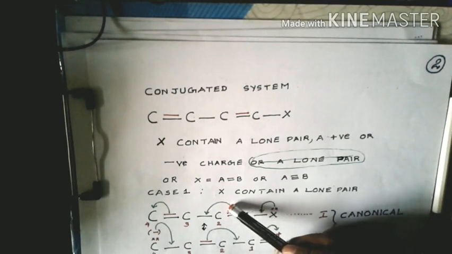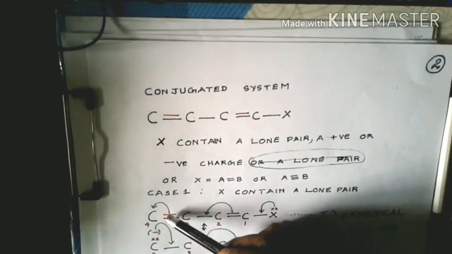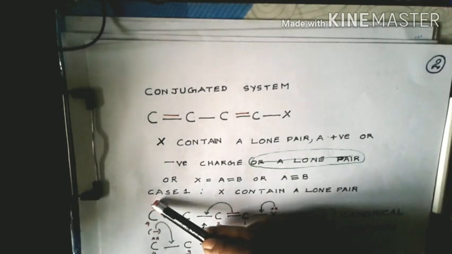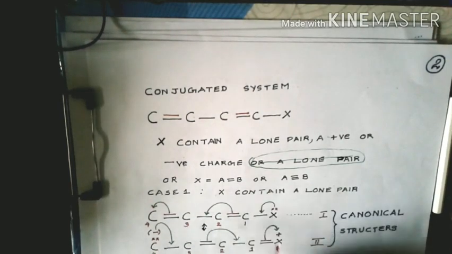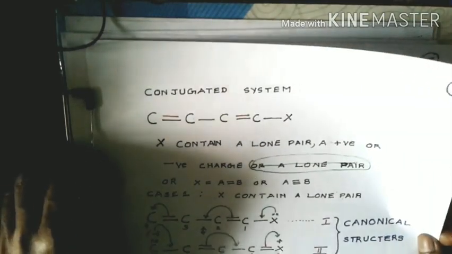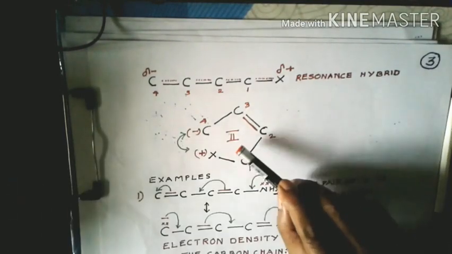Simultaneously, this pi bond will be shifting in this direction between C3 and C2, and simultaneously this pair of electron, that is pi electron pair, will shift over carbon 4, giving it a negative charge, and we get the canonical structure 2. So these two canonical structures are possible for the system, and structure 2 possesses a configuration like this.